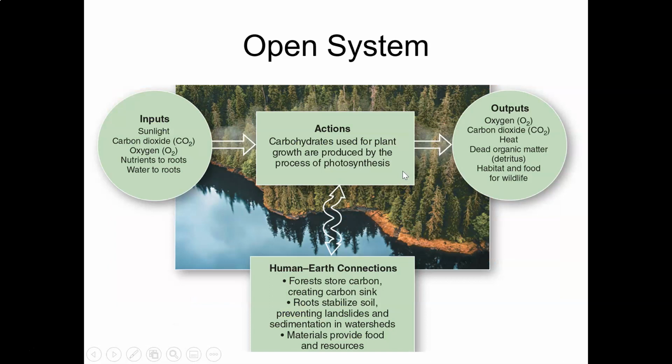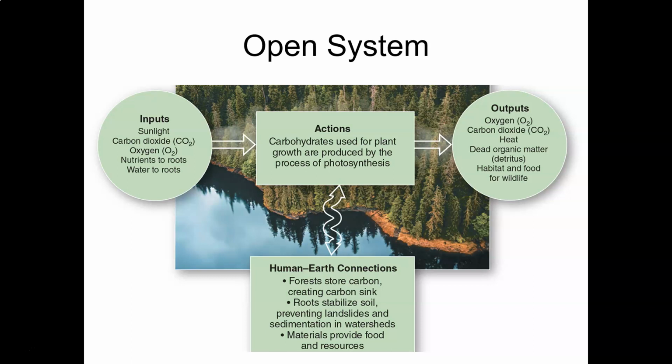Another example of an open system in nature is a forest biome. There are inputs, that is sunlight, various types of gases, mineral nutrients, water, and then there's action. Sunlight and carbon dioxide and water are used by plants in the process of photosynthesis to manufacture carbohydrates, i.e. food. It's plant food for the plant, and also tissue for the plant.